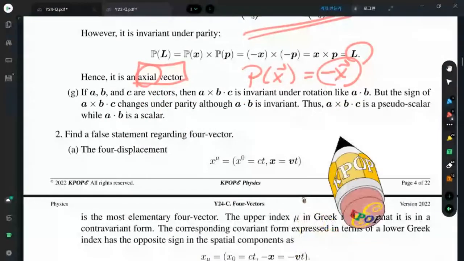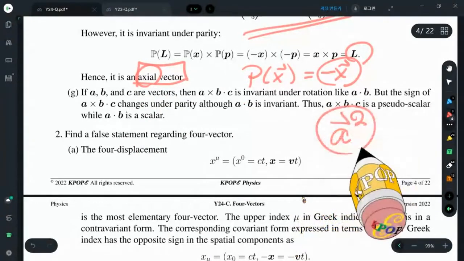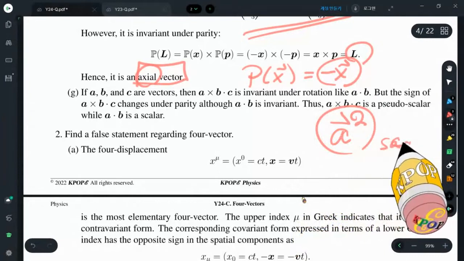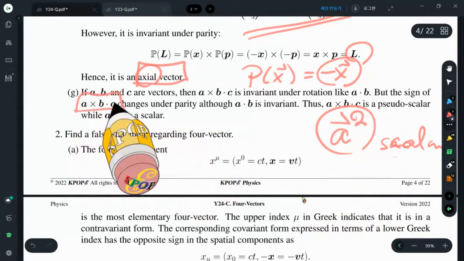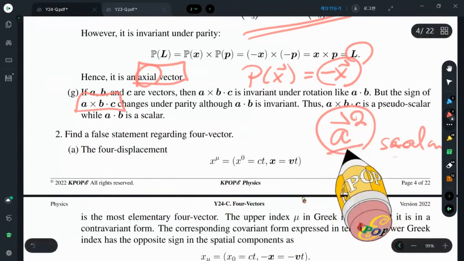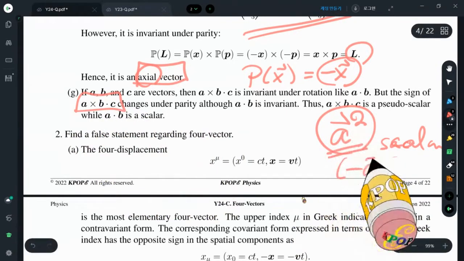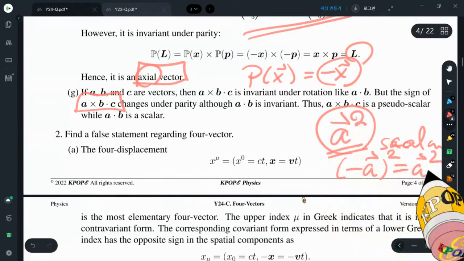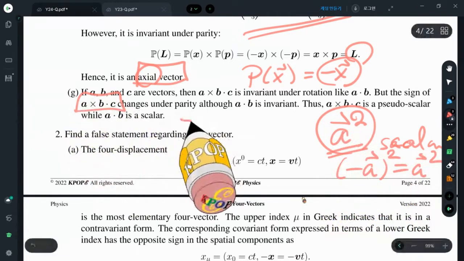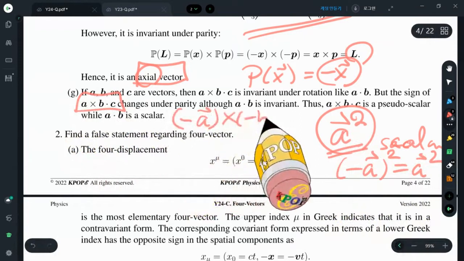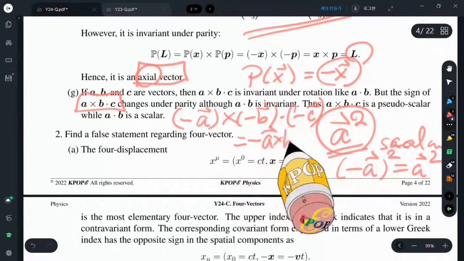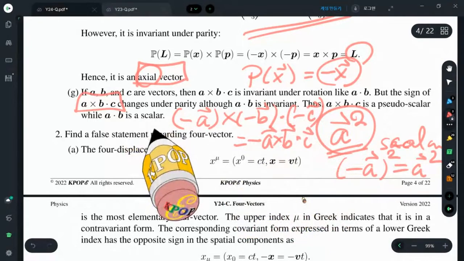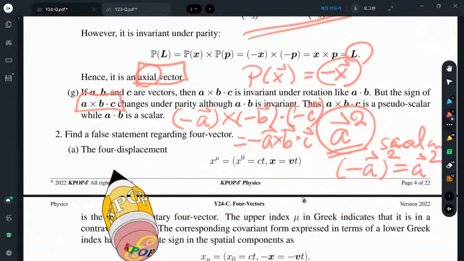Similarly, a vector squared is a scalar. However, the triple scalar product changes its sign on the parity. It is invariant on the parity when it is squared. However, if I flip the sign, -a cross -b dot -c equals -a cross b dot c. This kind of scalar is called pseudoscalar.